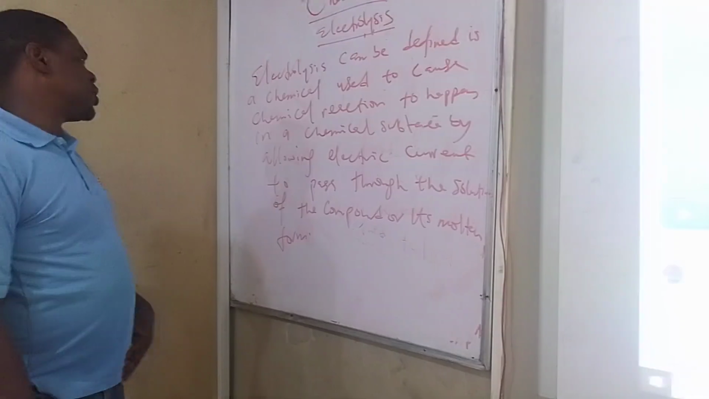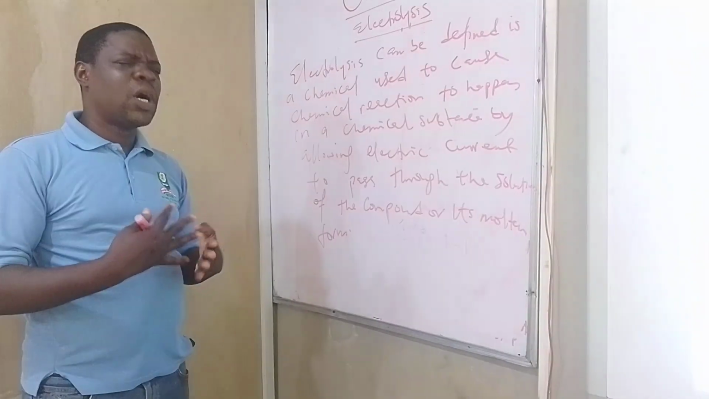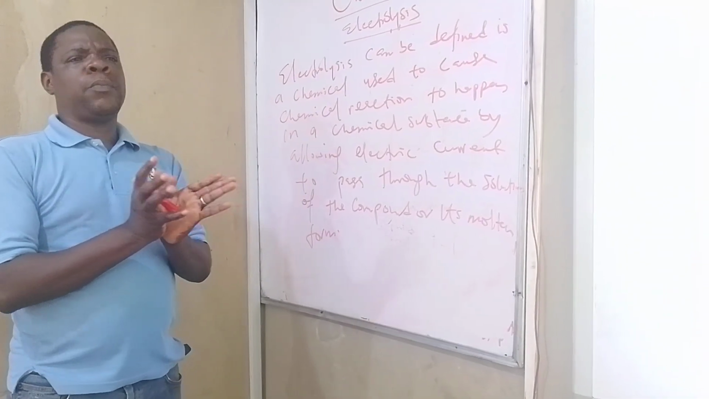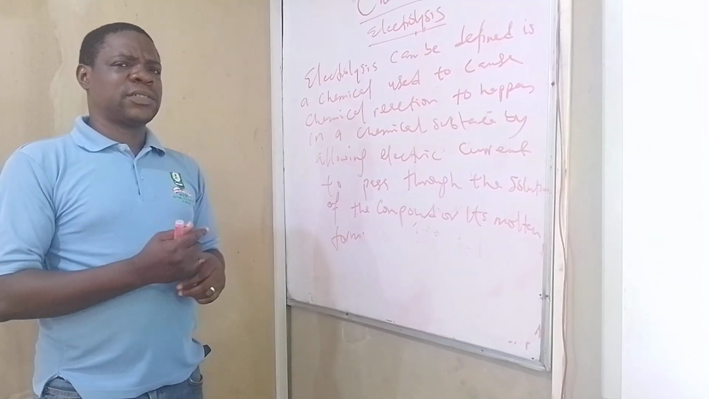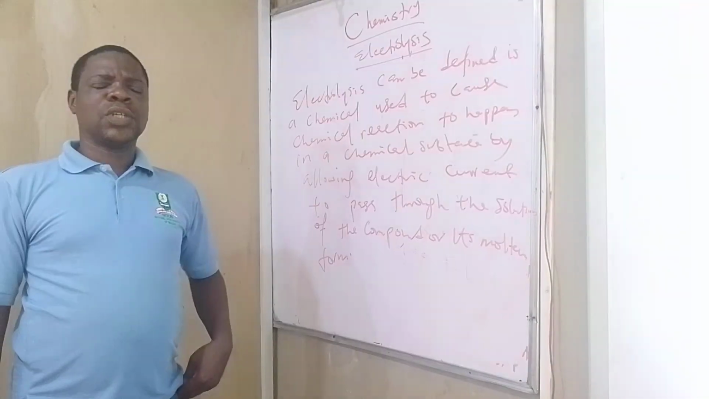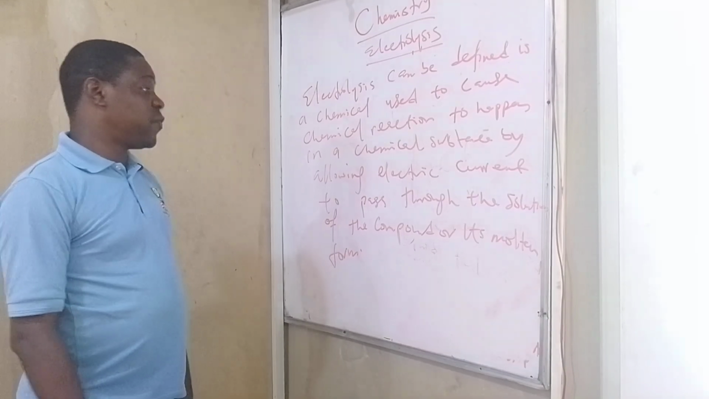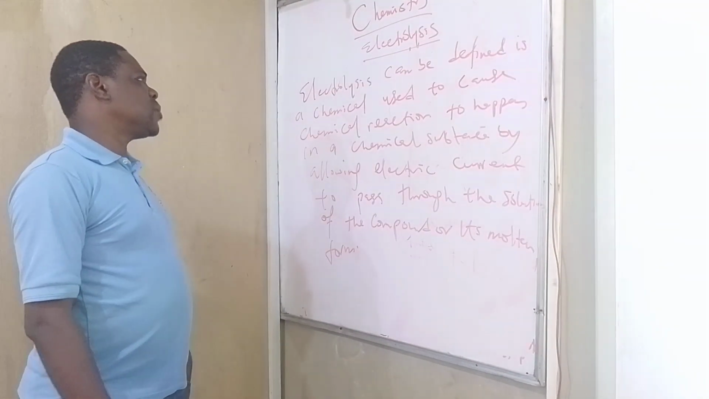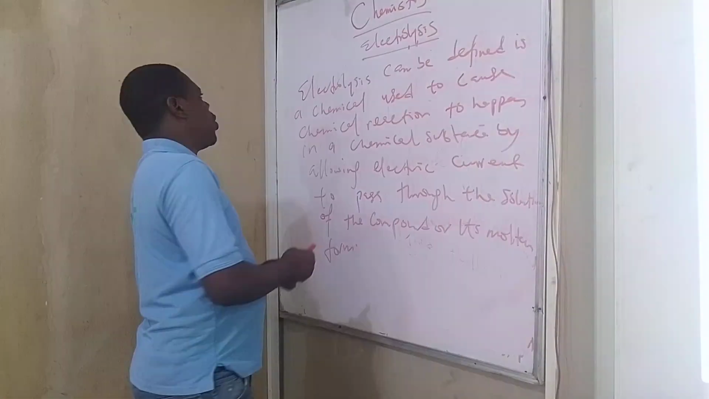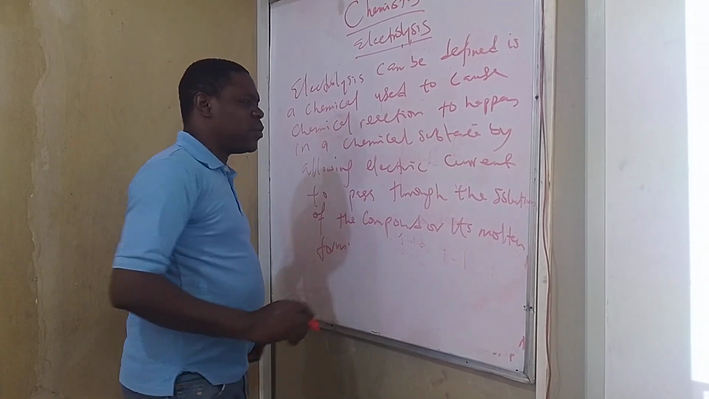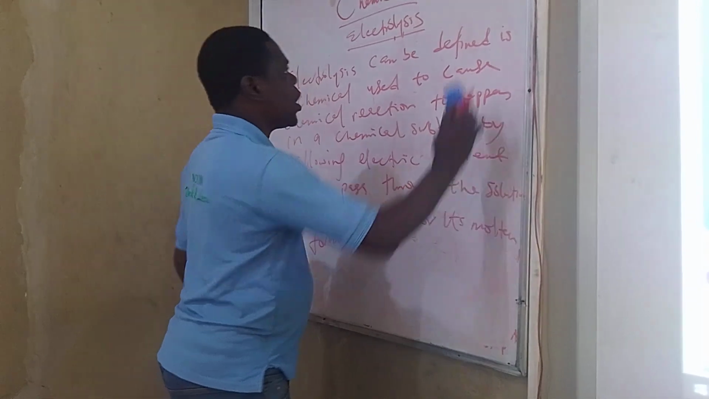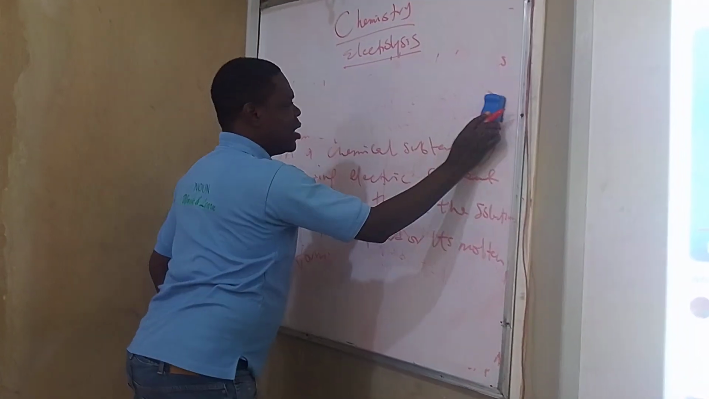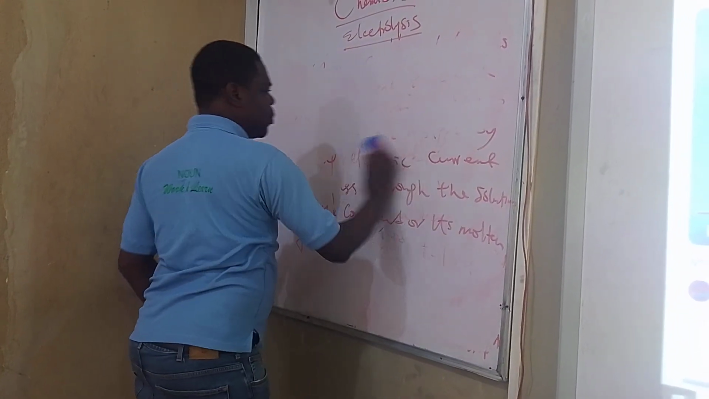A chemical process that is used to cause chemical reaction to happen within a substance by causing electric current to pass through the solution of the substance or the molten form of the substance. What do we mean by the solution? What do we mean by molten form? We need to explain all these so that we can understand now.